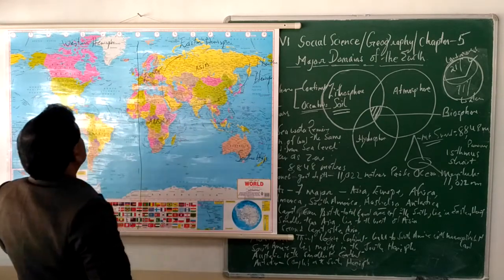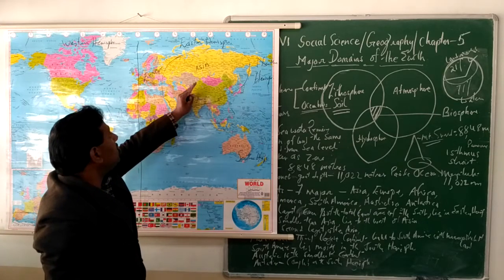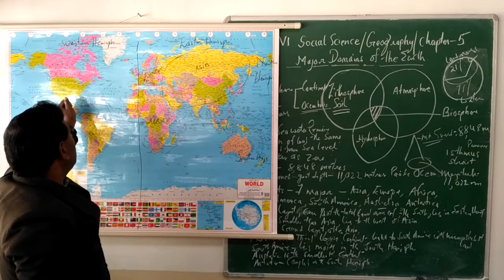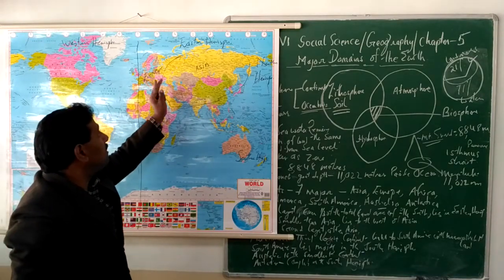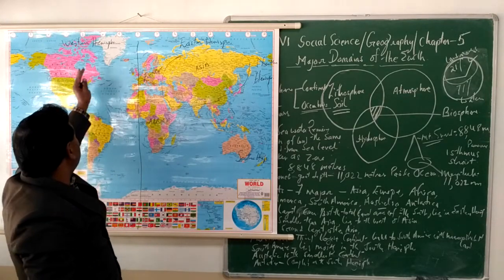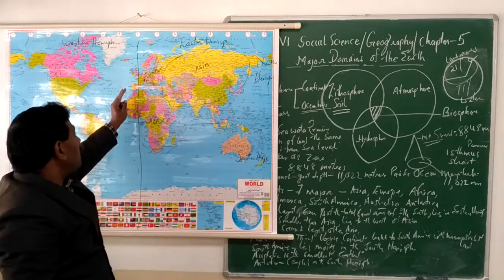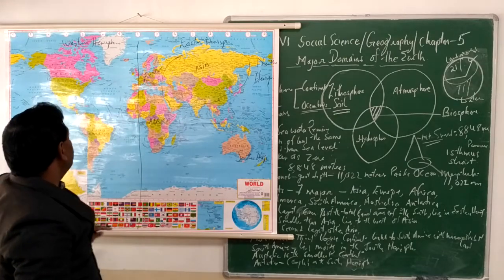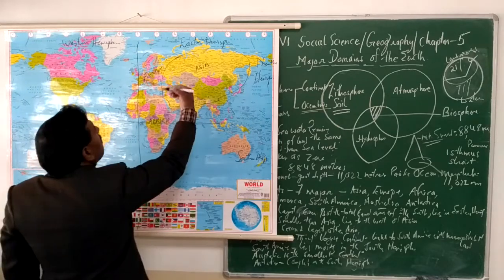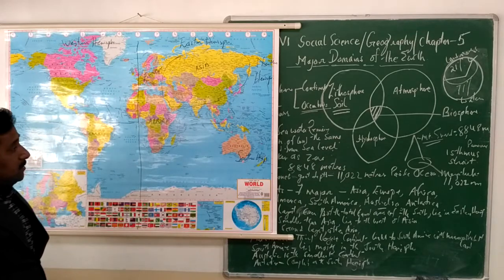Right? So eastern hemisphere, right hand side of the prime meridian, and western hemisphere, on the left hand side, that is left hand of the prime meridian. And above the equator, the 0-degree line, this is your northern hemisphere, and below the 0-degree line is your southern hemisphere.